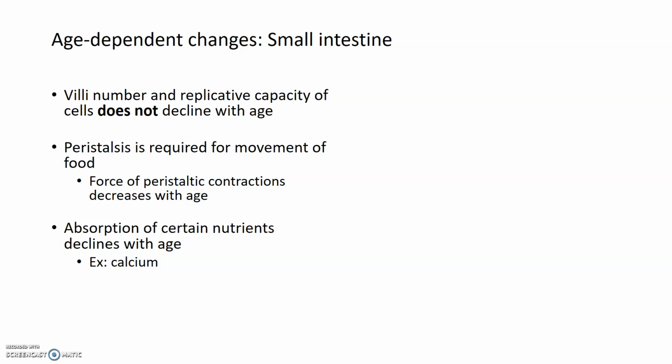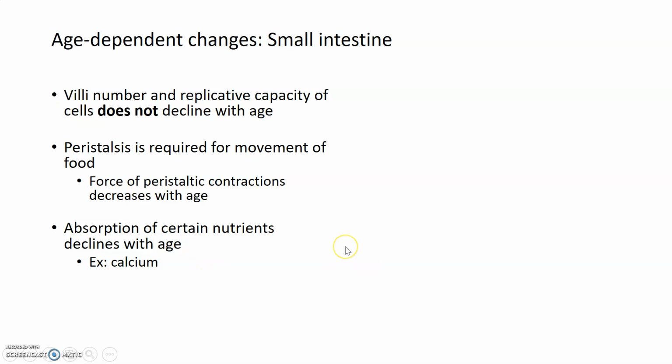And what we do know is that there are some changes in the rate of absorption of specific nutrients that can decline with age. One in particular is calcium. And so calcium requires vitamin D for its efficient absorption from the intestine into the bloodstream. And vitamin D levels decrease as we age, which makes calcium absorption also decrease as a result. And this is more common in women and can lead to osteoporosis, right, from that lack of calcium.